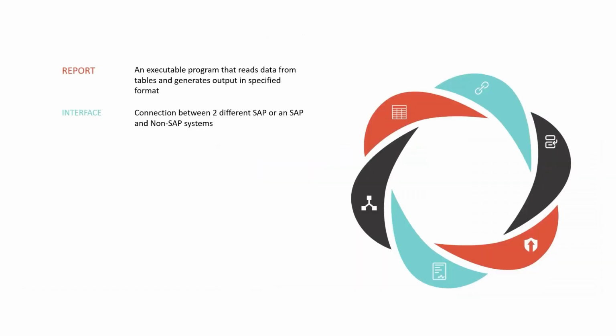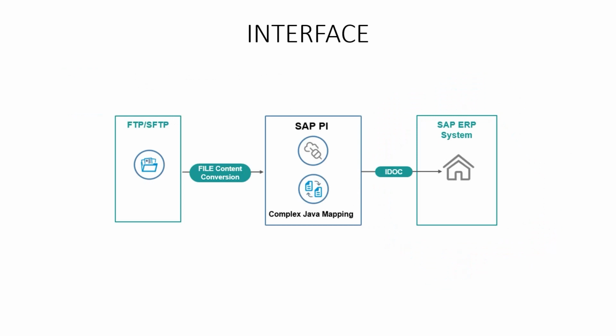The next object is the interface. Interface, as the word means, is a connection between two different systems. It can be two different SAP systems or an SAP and a non-SAP legacy system. For two different systems to communicate, it is important to have a proper communication channel to pass the data to and fro. This bridge is called an interface.